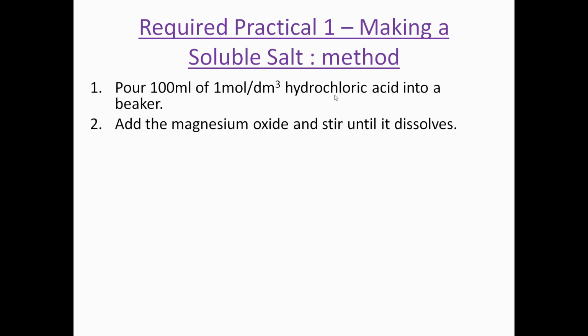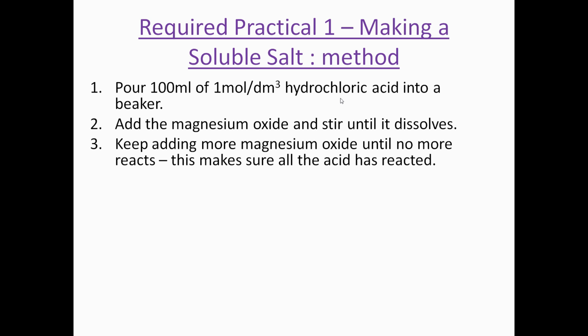Then we're going to add the magnesium oxide and stir it until it dissolves. Once it's dissolved, we're going to keep adding more magnesium oxide until no more reacts, stirring all the time. And this is going to make sure all the acid has reacted. This is going to make sure our magnesium oxide is in excess. Okay, important stage there. We need all of that acid to react, because otherwise our product may not be pure.